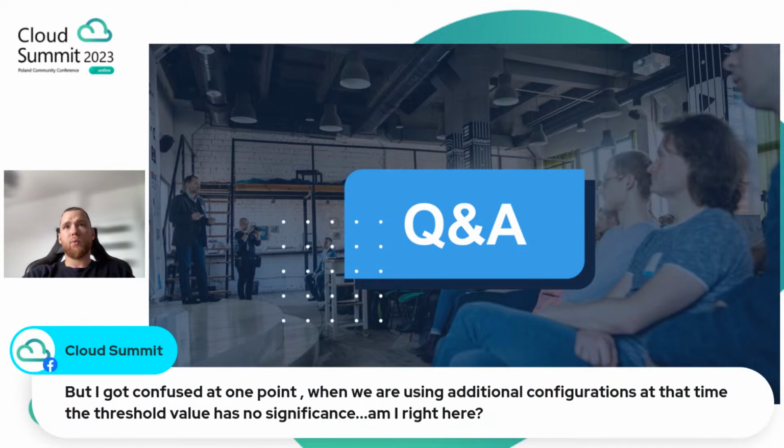I got confused at one point. When we are using additional configuration, at that time, the threshold value has no significance. Am I right here? Didn't get the question. Could we clarify this question? Do you mean that we have some default threshold value, and when we rewrite it, as I said, by default the threshold value is set. We don't have a threshold value, but I just mixed it up with duration. Honestly, I don't understand the question. Could you reformulate it?